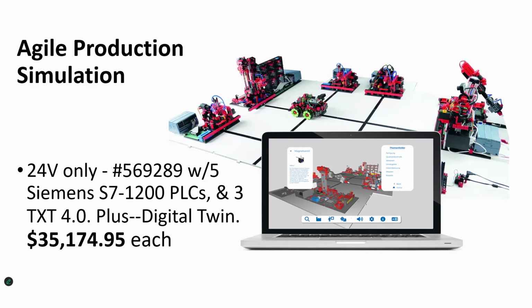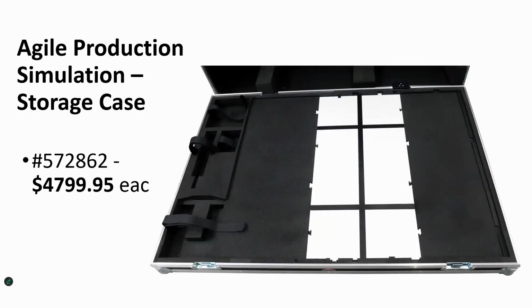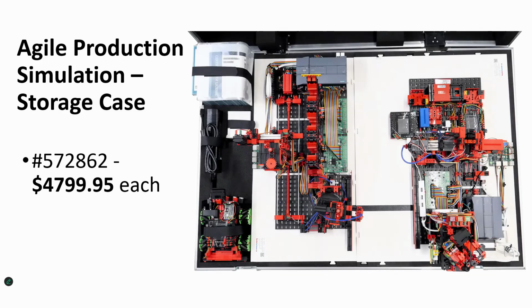Next up, there is a storage case specifically for the Agile production simulation. As you see here, it's $4,799.95. It is a 2-tier case. Again, you see the harder foam over here, but this one stores differently than the other factory variation, where the factory can rest in the bottom of the case when you take the top off. With this one, because the APS model is a little bit different, in the 2 tiers of the case, you'll have to store different modules in different tiers.